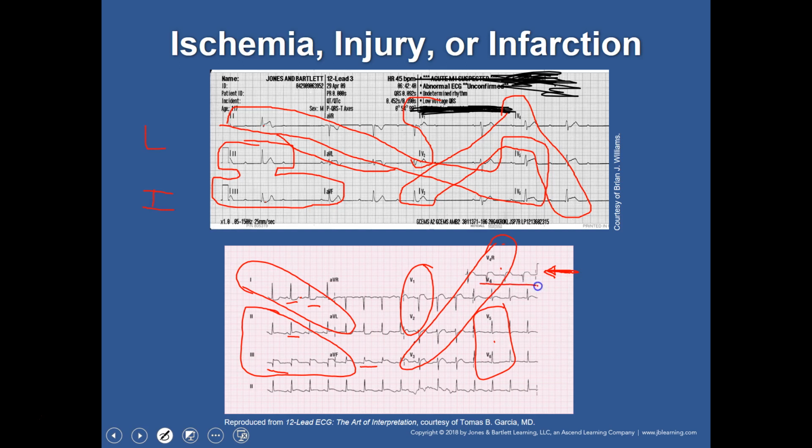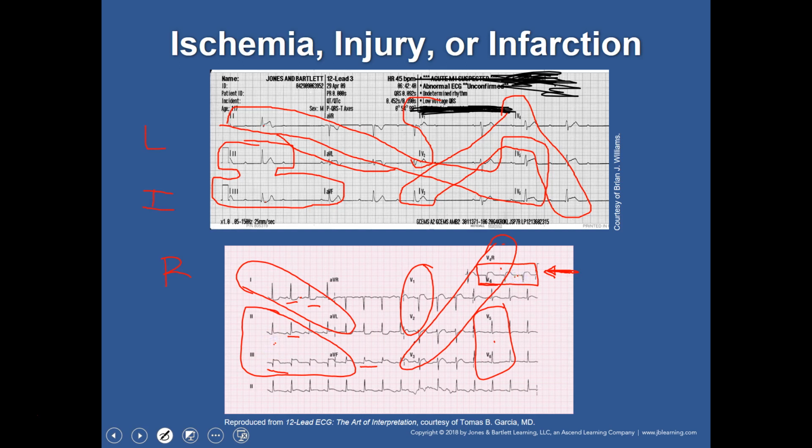Well, let's take a look at V4R. And when we do, we see that you have all of this elevation here. So, depends upon how you want to say it. It could be just a right ventricular infarction. It could be an inferior wall MI with right ventricular involvement. But that's what we're looking at. So we have 2, 3, AVF. We went ahead and did V4R.